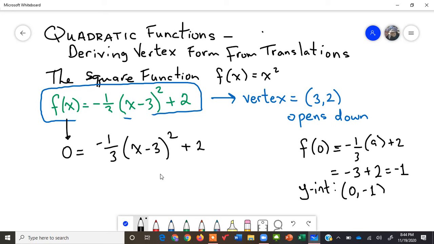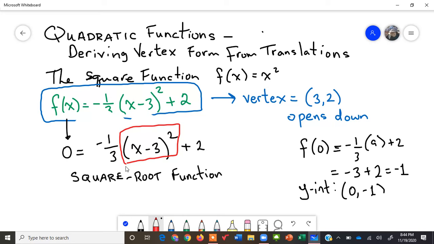In order to solve this, we're going to use the square root method because there is a perfect square right in the function. When you're in vertex form, we have this x minus 3 squared term. So let's isolate the squared part by first subtracting 2 from both sides.